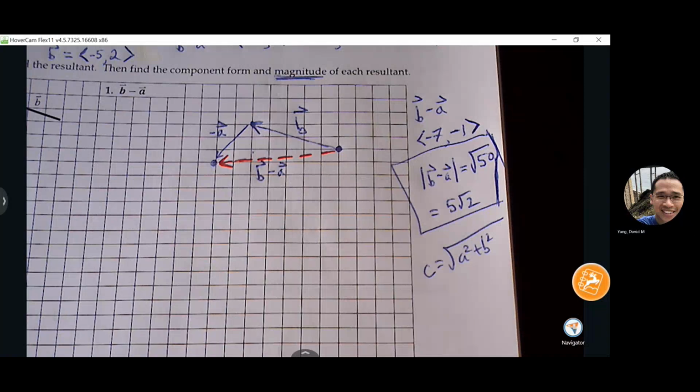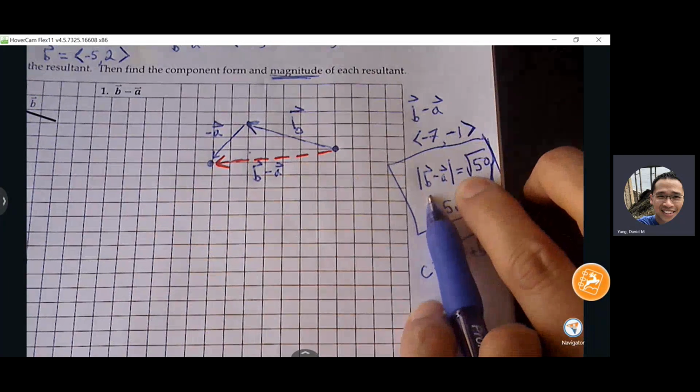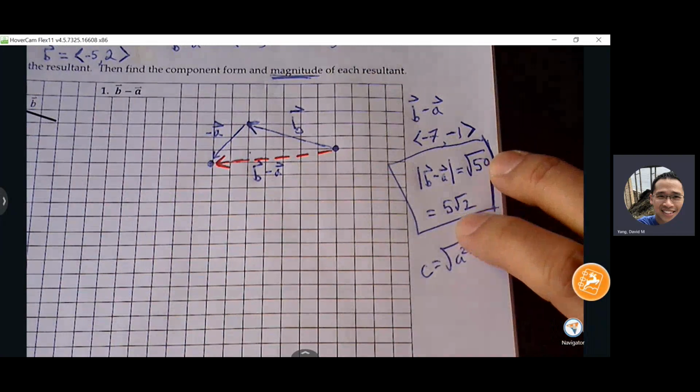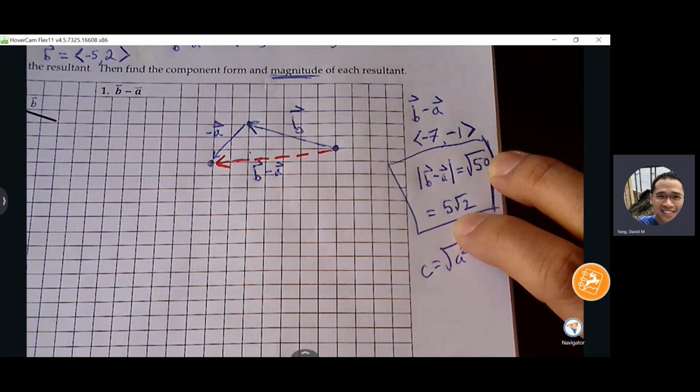For notation, I want to see some notation involving that. You don't have to simplify it. Either way is fine.